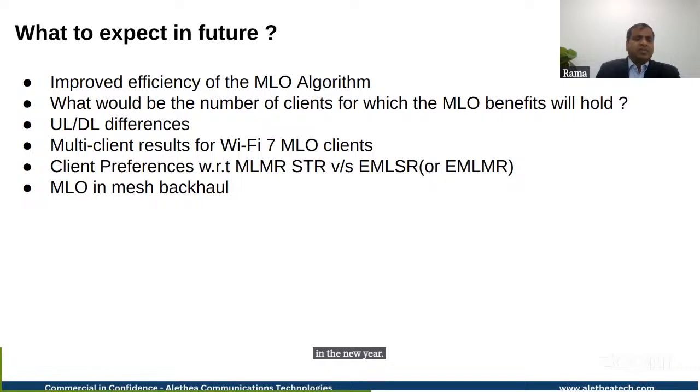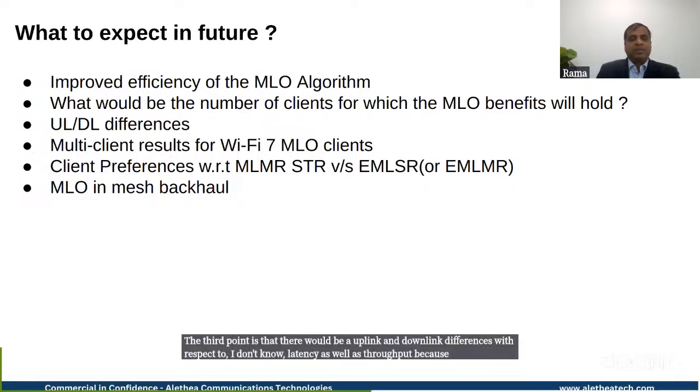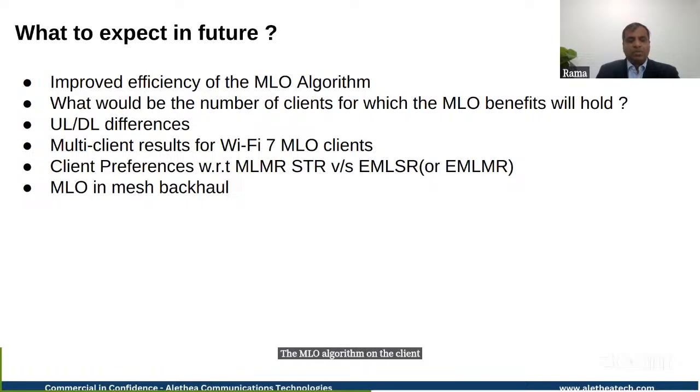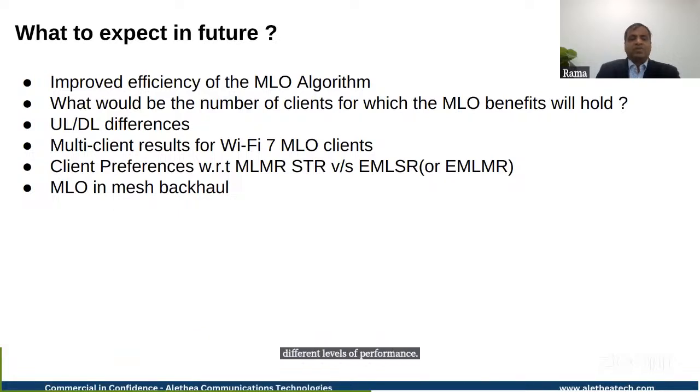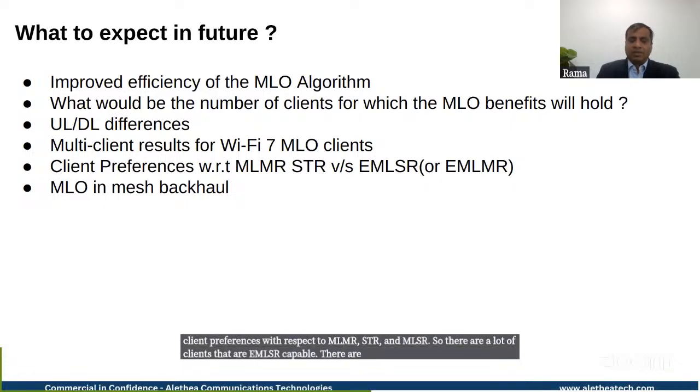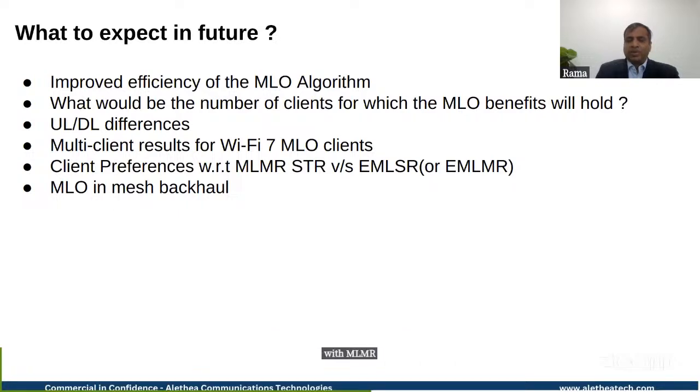The third point is that there would be uplink and downlink differences with respect to latency as well as throughput, because the MLO algorithm on the client device and the AP device would not be the same, and there would be different levels of performance. We also have client preferences with respect to MLMR STR and EMLSR. There are a lot of clients that are EMLSR capable, and there are clients that are MLMR STR capable. We really do not know which would prevail, or whether there will be a mix of clients forever. But there will be some preference at some point of time.